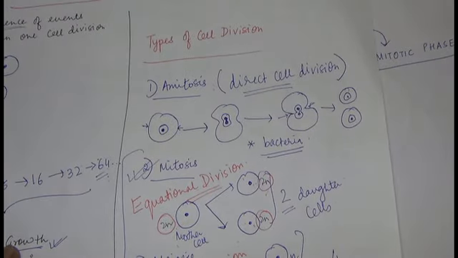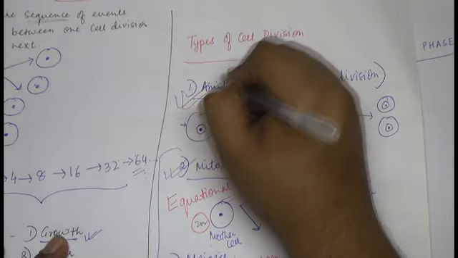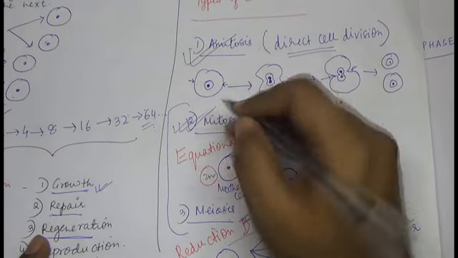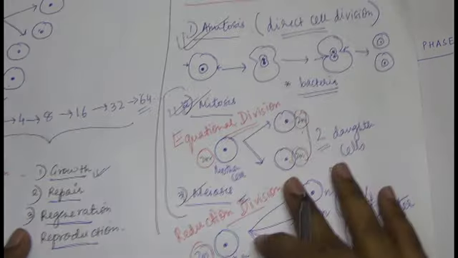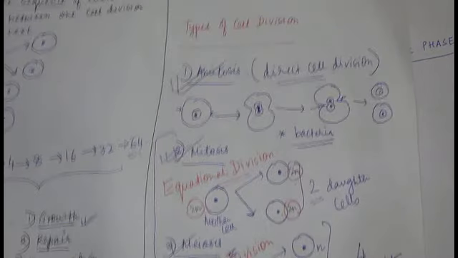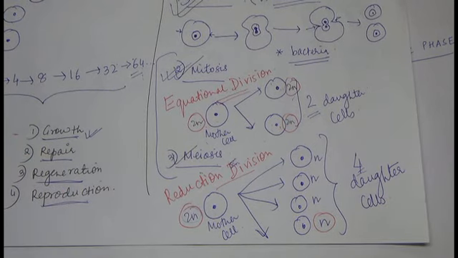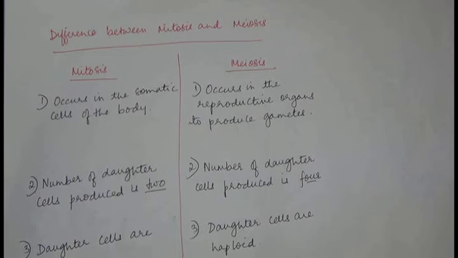Please have a look. Let's recapitulate: amitosis, mitosis and meiosis. Okay, we come to the differences between mitosis and meiosis.